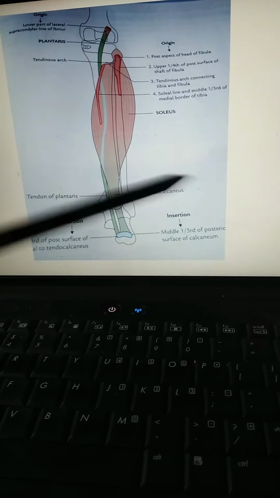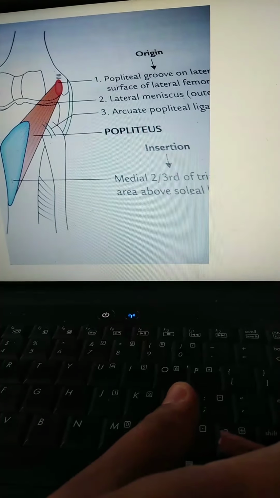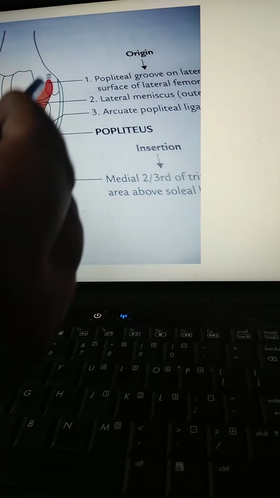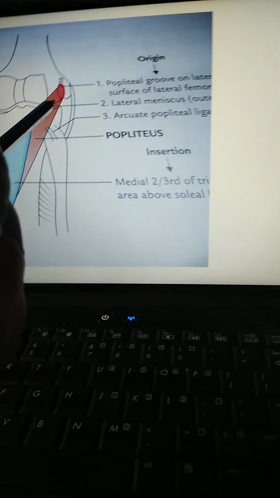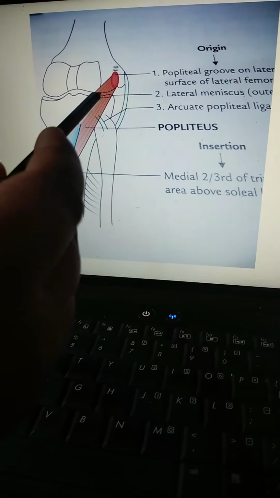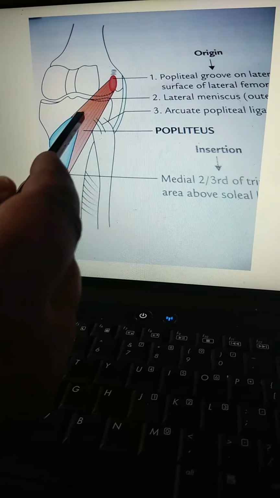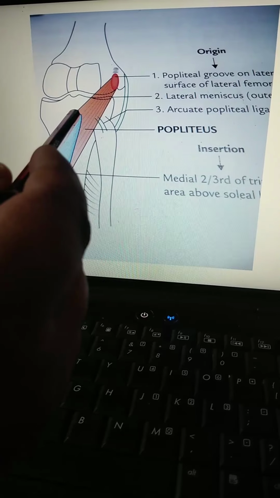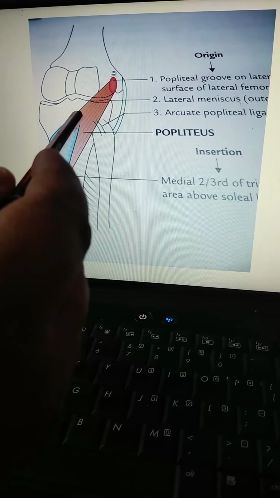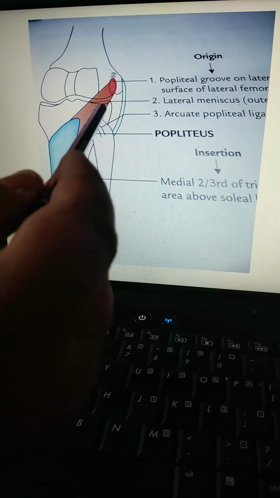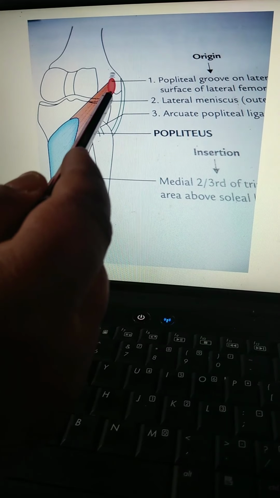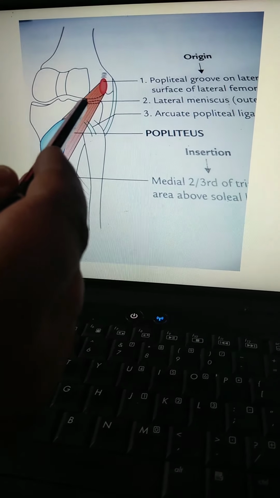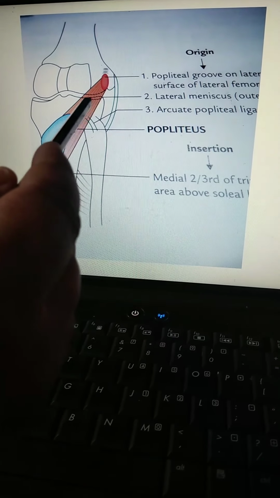Now, deep muscle, popliteus muscle. It is a thin, flat, triangular muscle which forms the inferior part of the floor of the popliteal fossa. It arises from the deep anterior part of the popliteal groove, on the lateral surface of the lateral condyle of the femur, arcuate popliteal ligament, and outer margin of the lateral meniscus.